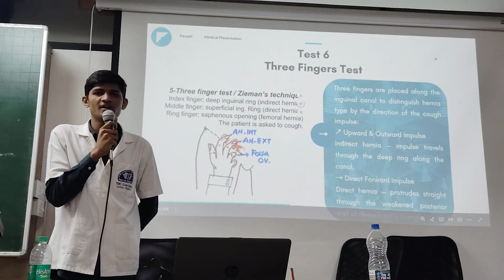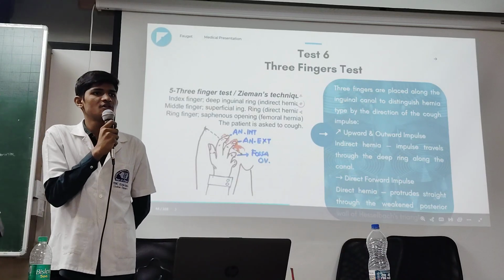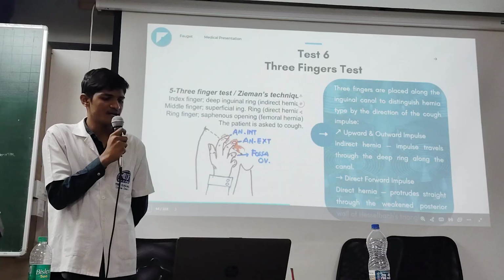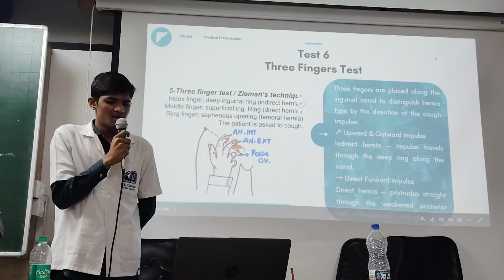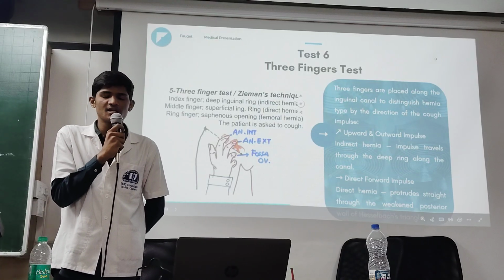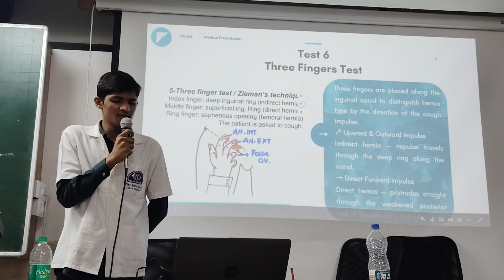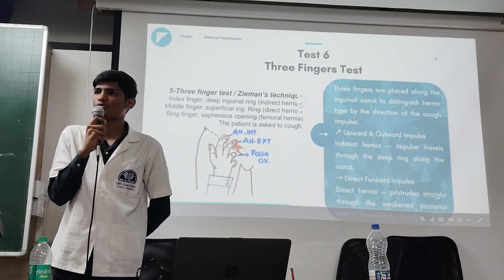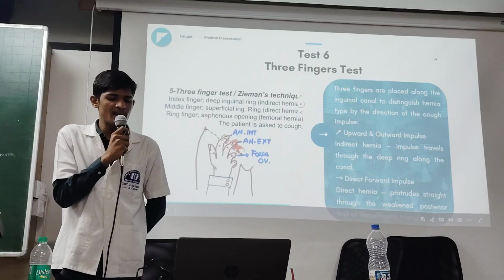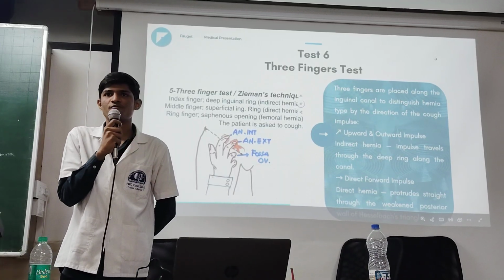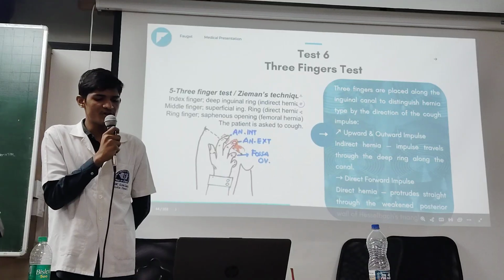Sixth test is the three-finger test, in which we place our three fingers along the inguinal canal. The three fingers we use are index, middle, and ring. By this we can distinguish the hernia type on the basis of the direction of cough impulse. If the direction of cough impulse is outward and upward, then it is indicative of indirect hernia. If the direction is direct from the front, then it is an indicator of direct hernia.